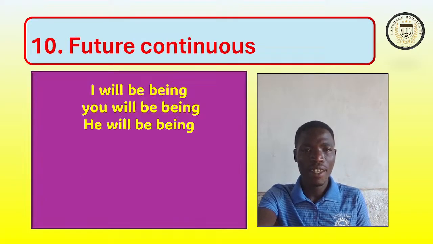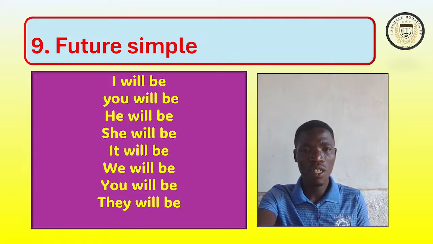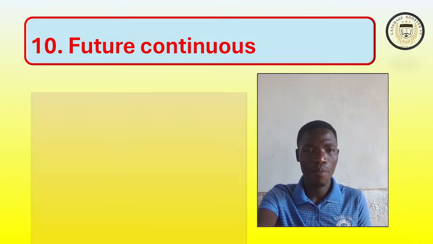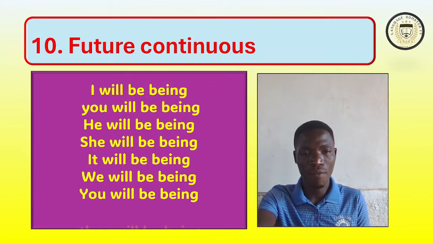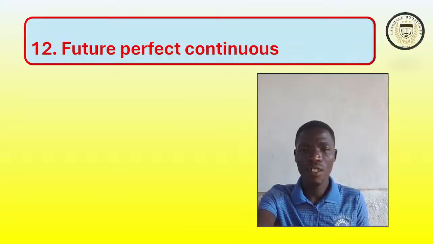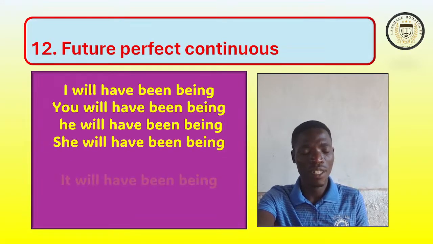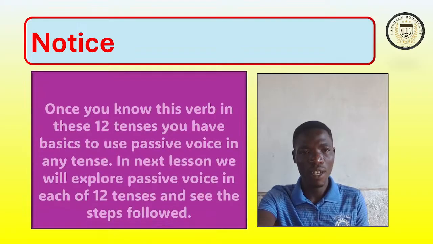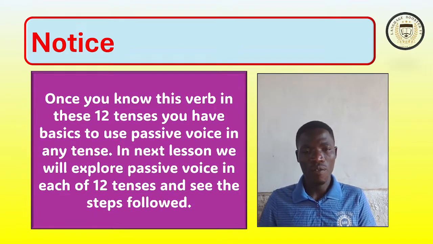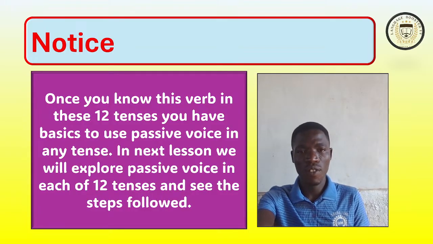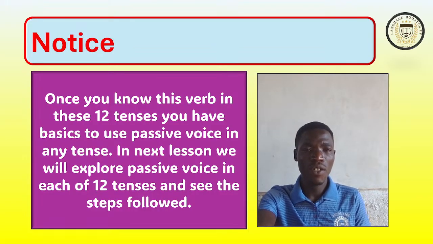So when you master the verb to be in all these 12 tenses, it is the best way to master the passive voice. You can do every passive voice sentence when you master the tenses of this verb to be. It is very essential to master. So that's what I've been saying. Once you know this verb in these 12 tenses, you have the basis to use passive voice in any tense.